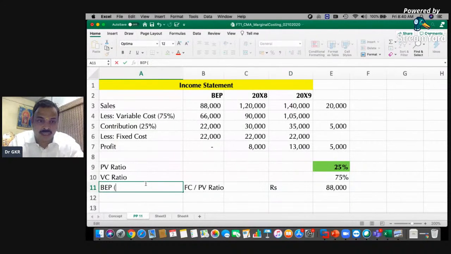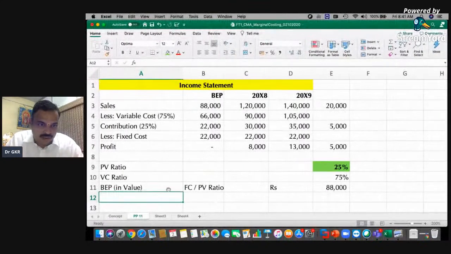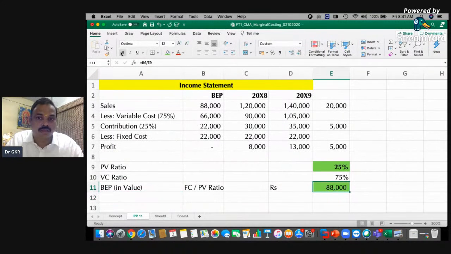Sometimes break-even point in value. Okay. Generally, break-even point means units only. Break-even sales means in value, in rupees. But here, per unit is not given. So therefore, in this question, break-even point and break-even sales both are same because there is no meaning in searching for a per unit data here. Okay. So it is break-even point means in value. You have to make that very clear. So this is 88,000. Good.